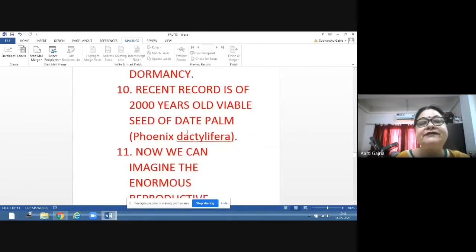Then there is a recent record of date palm. Date palm seed is also 2,000 years old, a viable seed which is viable after 2,000 years. The biological name of date palm is Phoenix dactylifera.